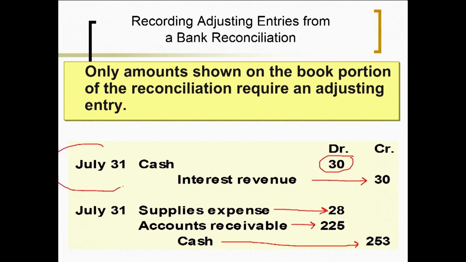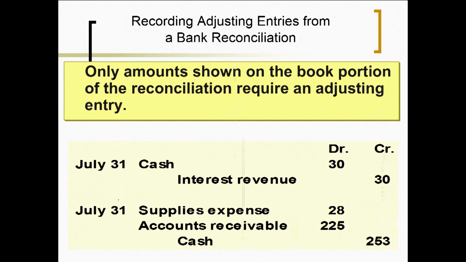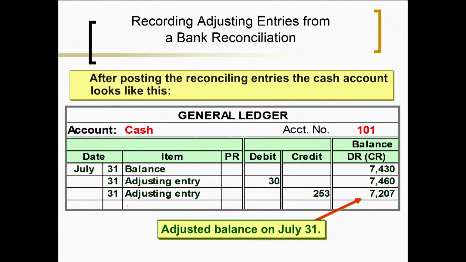We make these journal entries as of July 31st, and when we're done and we post those to our account, you can see that our balance equals that adjusted balance per the July 31st bank rec. Are you with me? Okay.